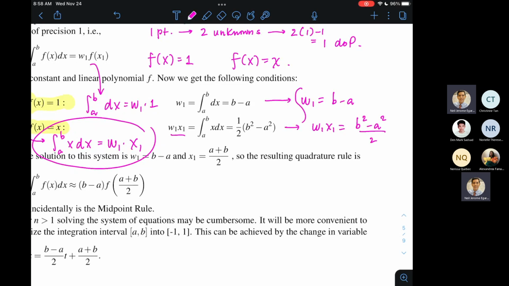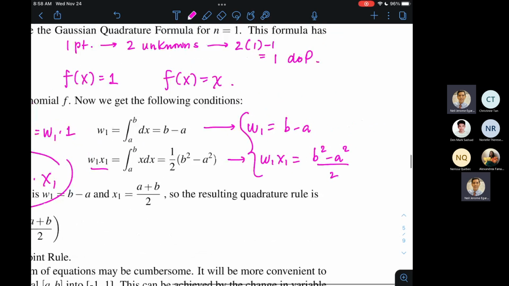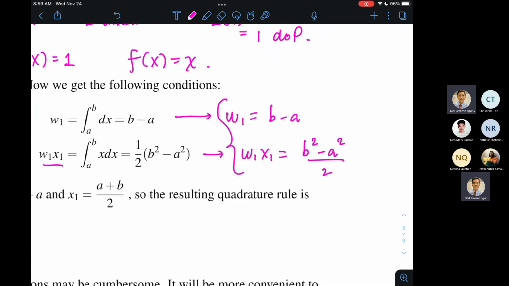Okay. And this would be the linear system that we need to solve to find w1 and x sub 1. Luckily, it's not that hard to solve it by hand kasi given na yung value ni W1, remember B minus A, the B and A are the upper and lower limits of the given integral that we want to approximate. So these are constants given in the problem. So W1 is already solved. It is equal to B minus A.